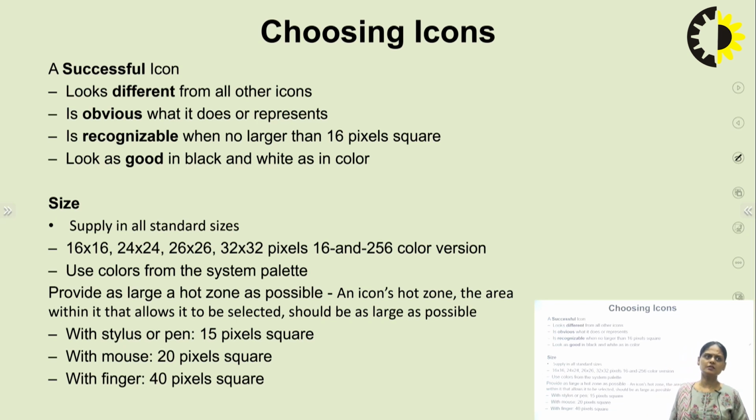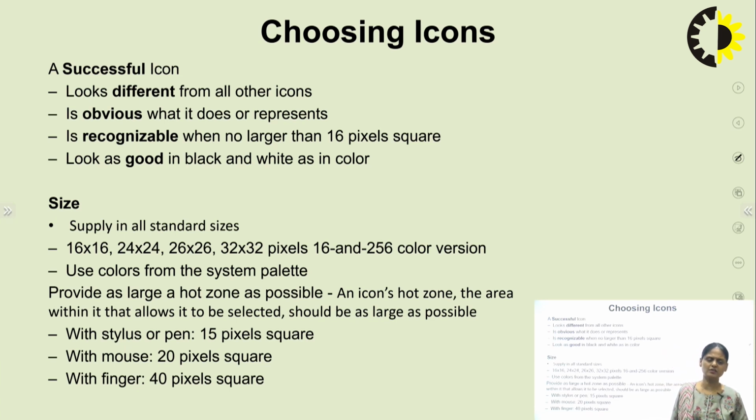A successful icon looks different from other icons. It's obvious what it does and what it represents. It is recognizable when no larger than 16 pixels square. So the size matters. It should look as good in black and white as in color. A standard size should be there, like 16 by 16, which is small but good enough, 24 by 24, 26 by 26, and 32 by 32 pixels.